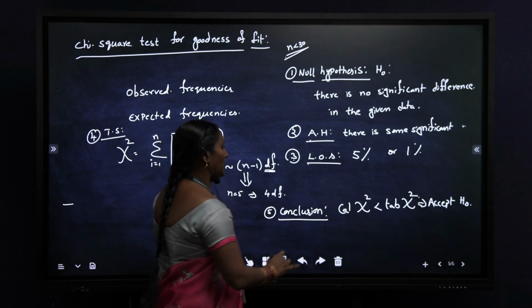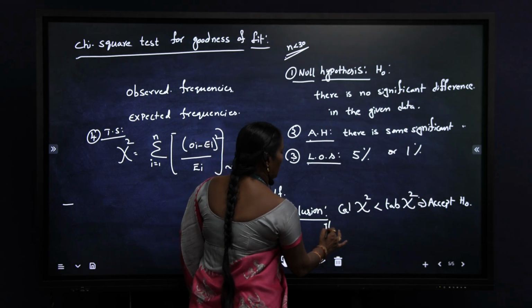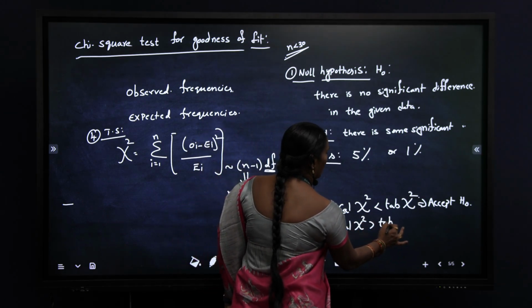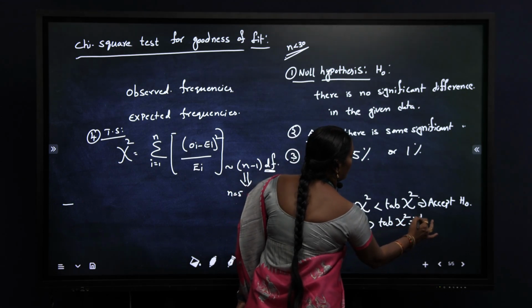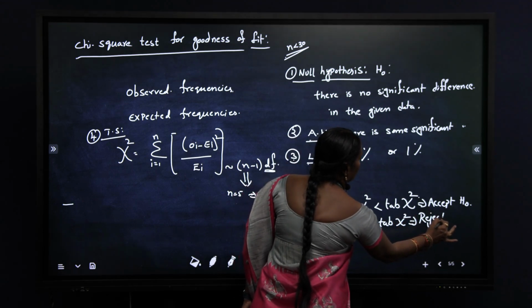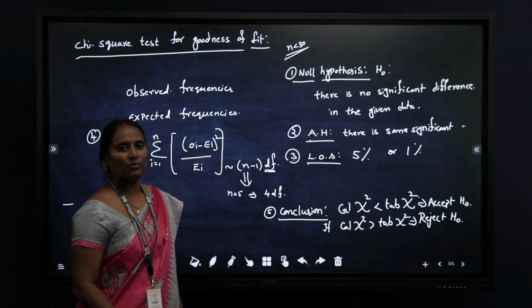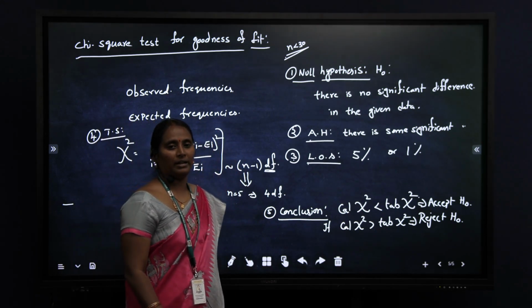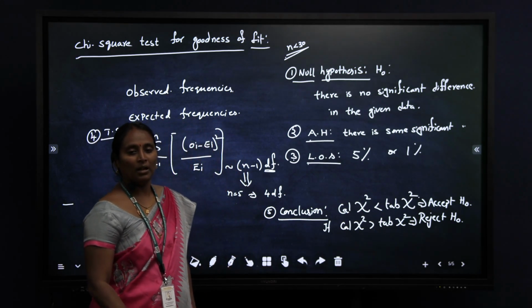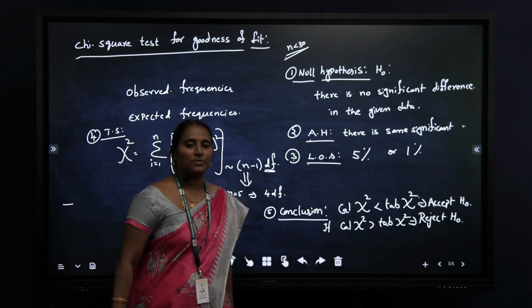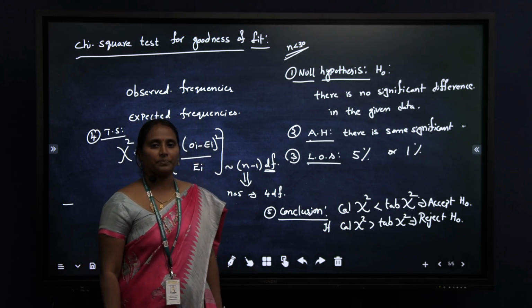If, in some given problems, the calculated value is greater than the table value of chi-square, then we conclude that we reject the data. It means that there is some significant difference in the data. That means we collected wrong data, so we have to stop the process and go through with another data. So this is the process of the chi-square test for goodness of fit.